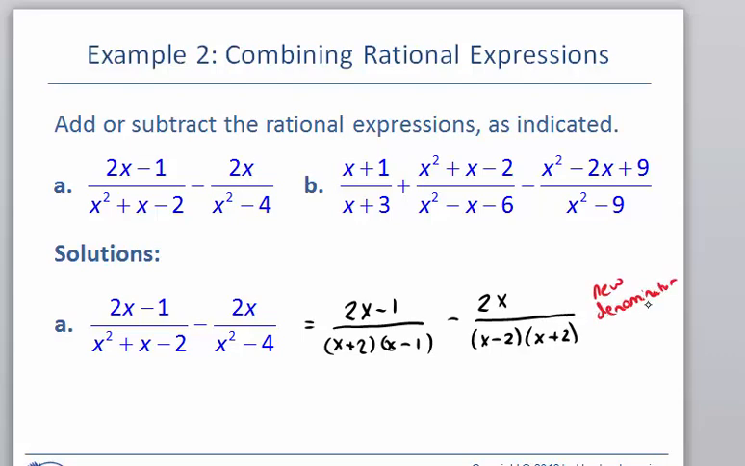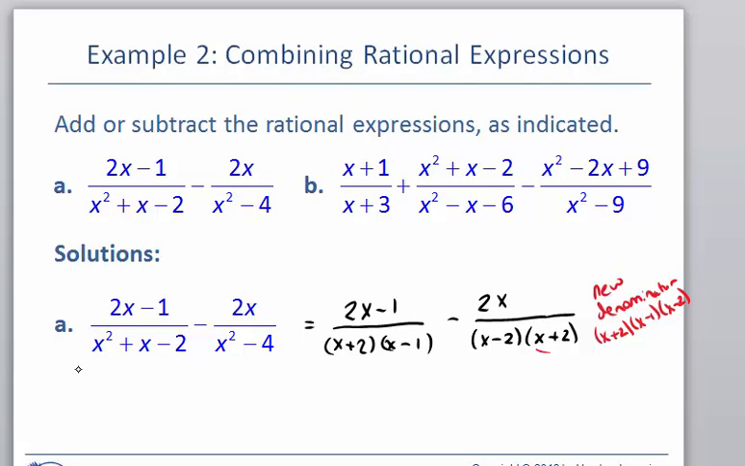My new denominator will need to be (x plus 2) times (x minus 1) times (x minus 2), and I don't need to repeat that one because it's already there. So I'm basically just merging those denominators together, and that's going to be the new denominator that we're going to use. All right, so let's get this worked out.